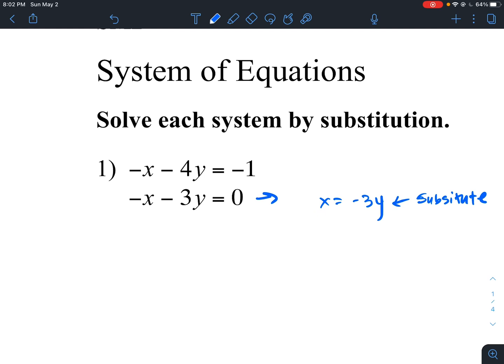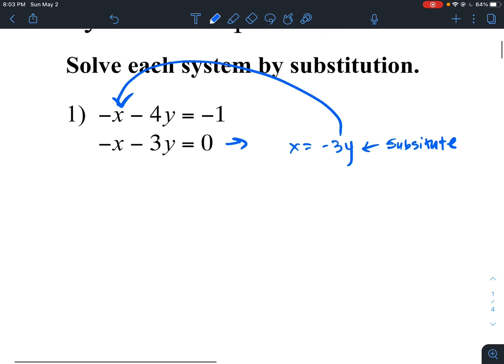So I can't take this x equals value. I can't put that in here. It won't work out that way. I can't put this back into the equation that I solved for. I need to take my substitute, and I'm going to take this x equals -3y and plug it in right here. So negative, and instead of x, because x is equal to -3y, I'm substituting -3y minus 4y equal to -1.